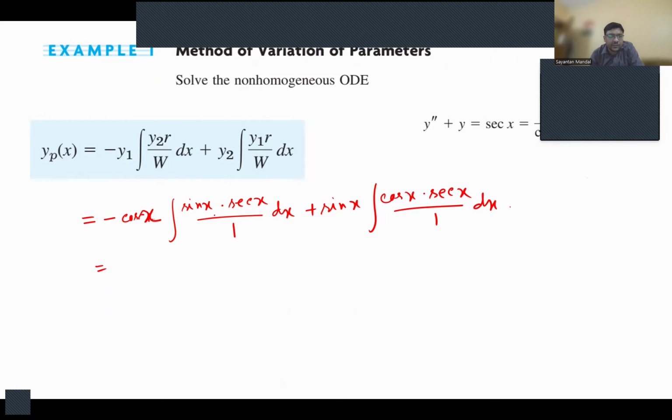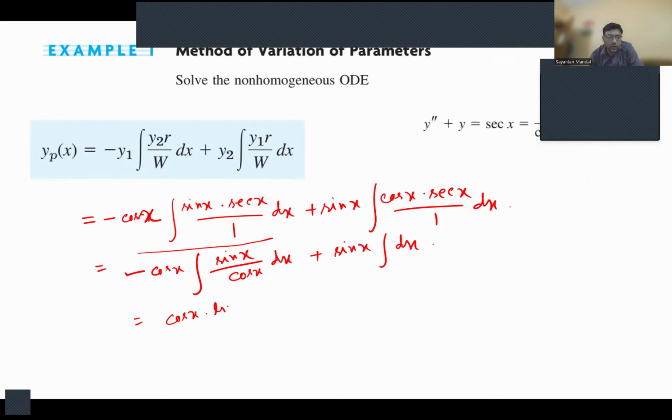So what do you get here? Now if you integrate this whole thing, let me write one more step: minus cos x integral of sin x by cos x dx plus sin x integral of 1 dx. So after integration, you'll get cos x ln cos x plus x sin x. So this is your yp.